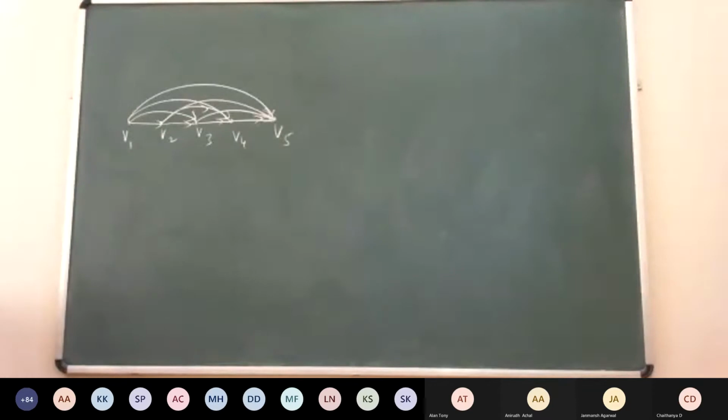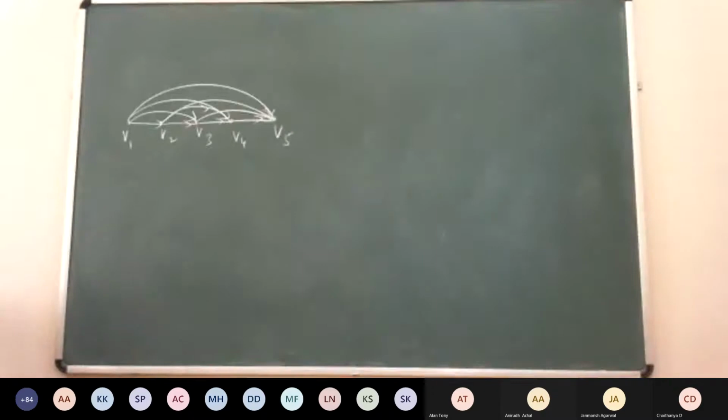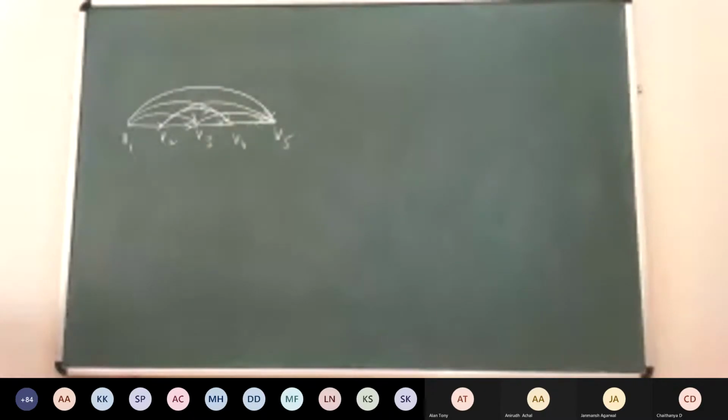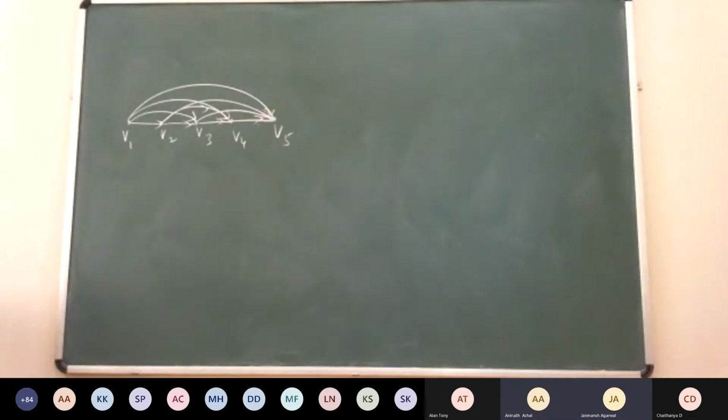So can we have more than that? So we saw that it is at least that, right? This is an example which says that there exists a graph which contains n choose 2 edges. Okay. So, can we have more than that? More than n choose 2?